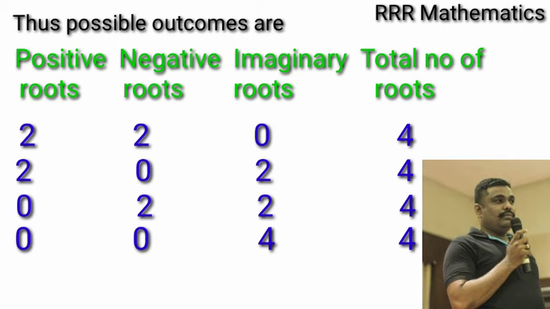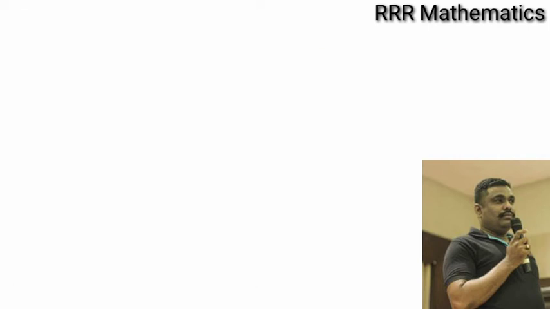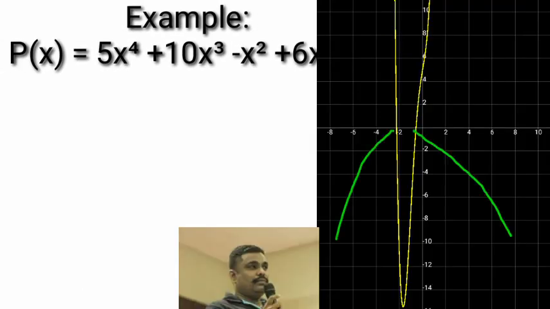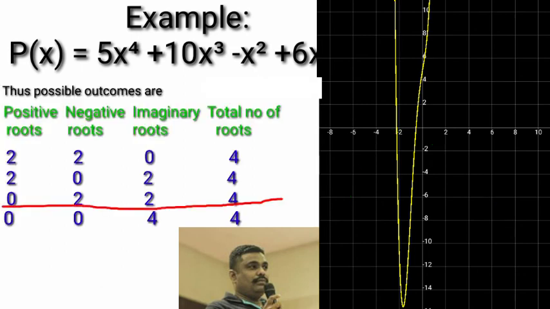By using Descartes' rule, we cannot find the exact number of positive, negative and imaginary roots. So in this case, we can find the possible outcomes in this way. Particularly in this example, when you draw the graph, as shown in the figure, it has 2 negative roots and 2 imaginary roots. So this given example has 0 positive roots, 2 negative roots, 2 imaginary roots. By using the graph, we can find the exact number. But by using Descartes' rule, we can find the possible outcomes of the results. Is it clear?